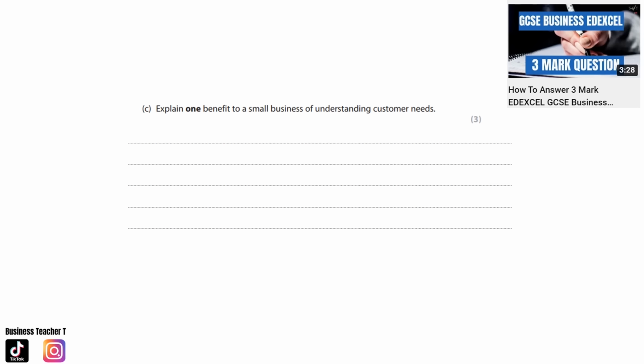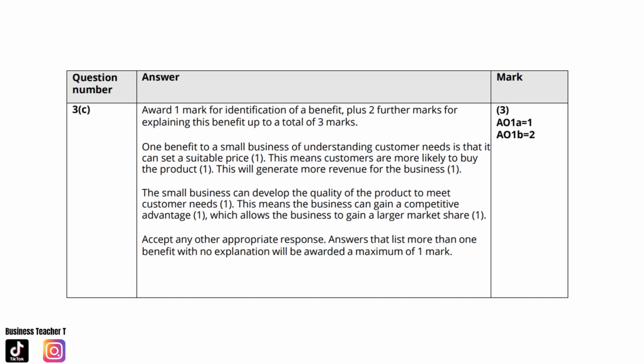Explain one benefit to a small business of understanding customer needs. So you need to identify the benefit and explain it with 2 strands. So give it a go. You might have written, one benefit to a small business of understanding customer needs is that it can set a suitable price. This means that customers are more likely to buy the product. This will generate more revenue for the business. Or, the small business can develop the quality of the product to meet customer needs. This means that the business can gain a competitive advantage, which allows the business to gain a larger market share.